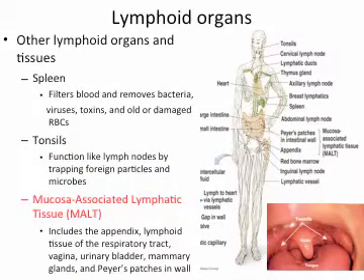Other lymphoid organs and tissues, you have the spleen and the tonsils, and then, like we talked about earlier, the mucosa-associated lymphatic tissue. That includes your appendix and any lymphoid tissue in your respiratory tract, or your vagina, the bladder, the mammary glands, and in the wall of the intestine.